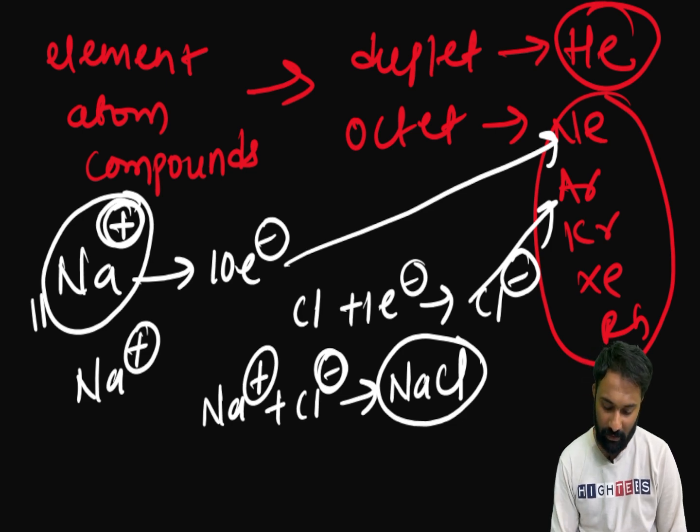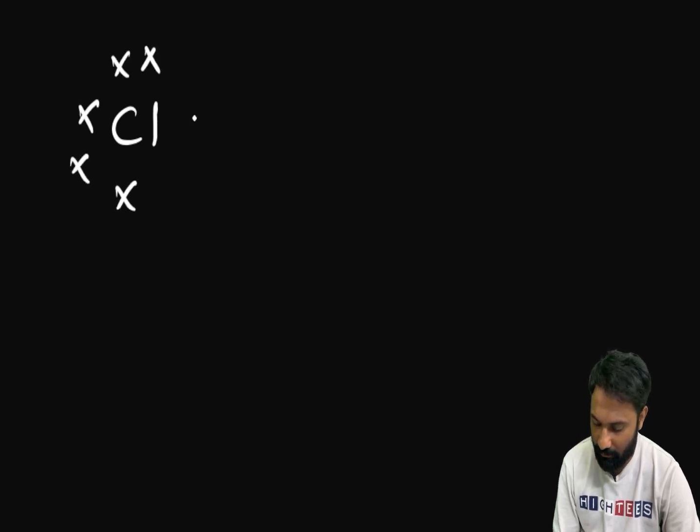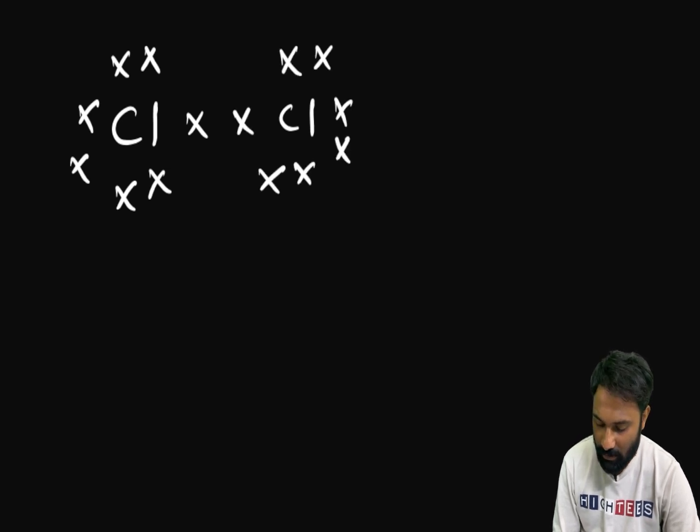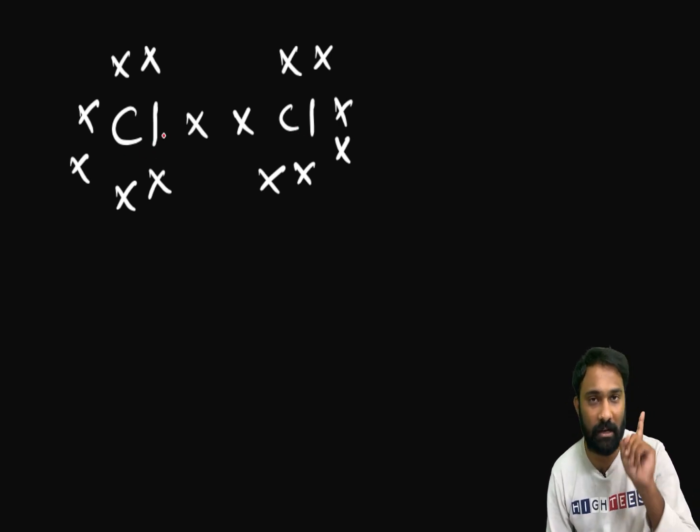Next, here we are going to see another one. Better you take the chlorine case. Chlorine, normally its valence electrons are 7. Done. Another chlorine is also there. This chlorine, to complete its octet, requires 1 electron. This chlorine also requires 1 electron to complete its octet.